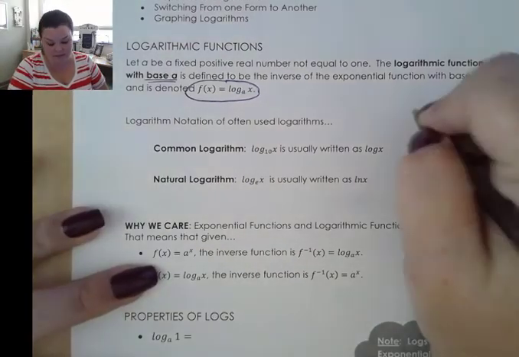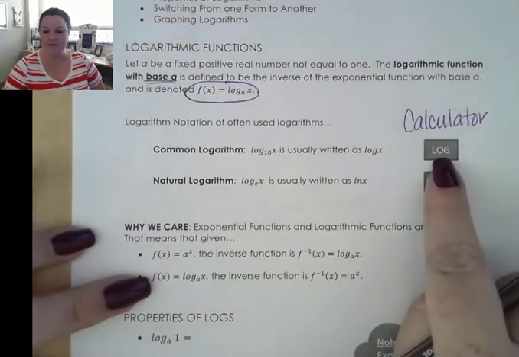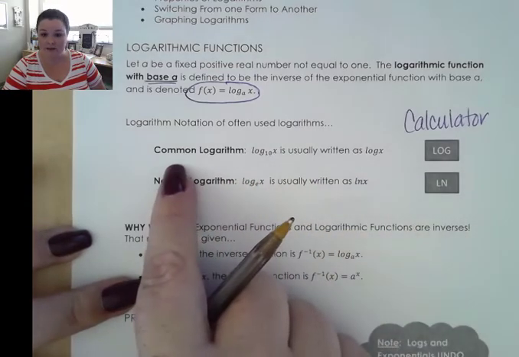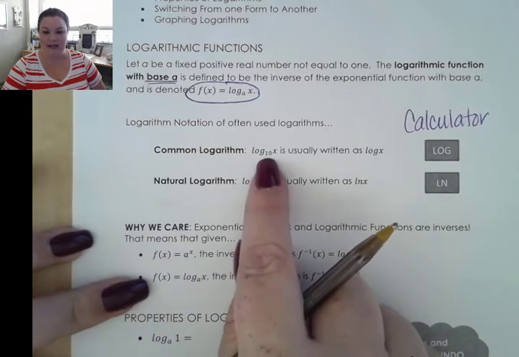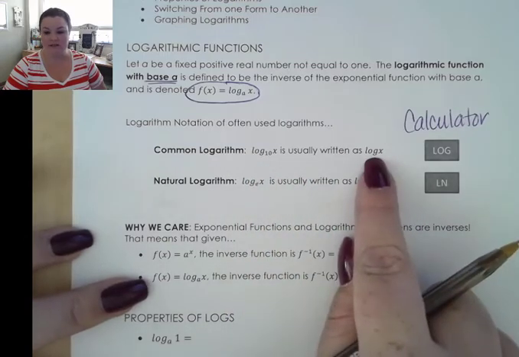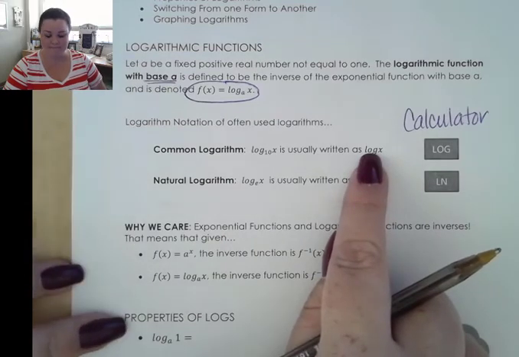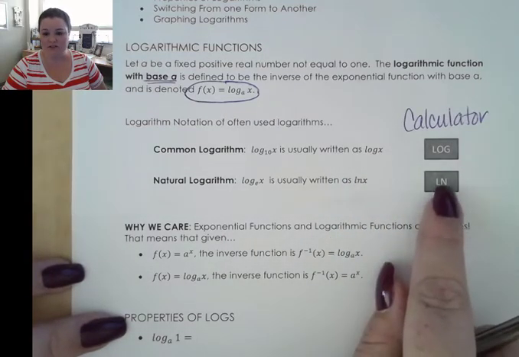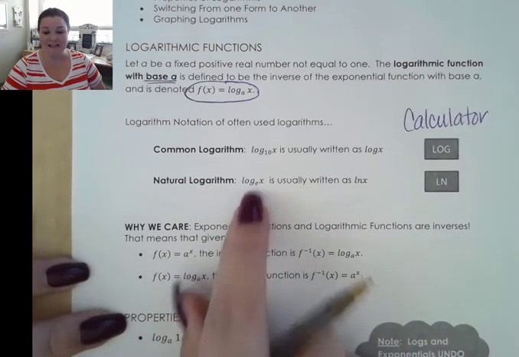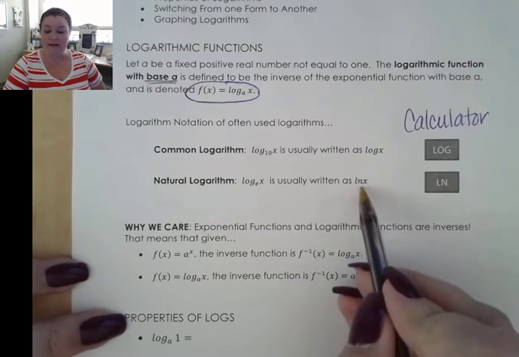And we like using them because we have calculator buttons for them, which is the log button and the ln button on your calculator. So the log button is what we call the common log, and that's log base 10. Usually when we are talking about the common log, we just write log x. So if you don't see a little subscript number, it's an implied 10, okay? The other one is our ln, which is our natural log. Natural logarithms are log base e. So instead of writing log base e, we're just going to write ln of x.